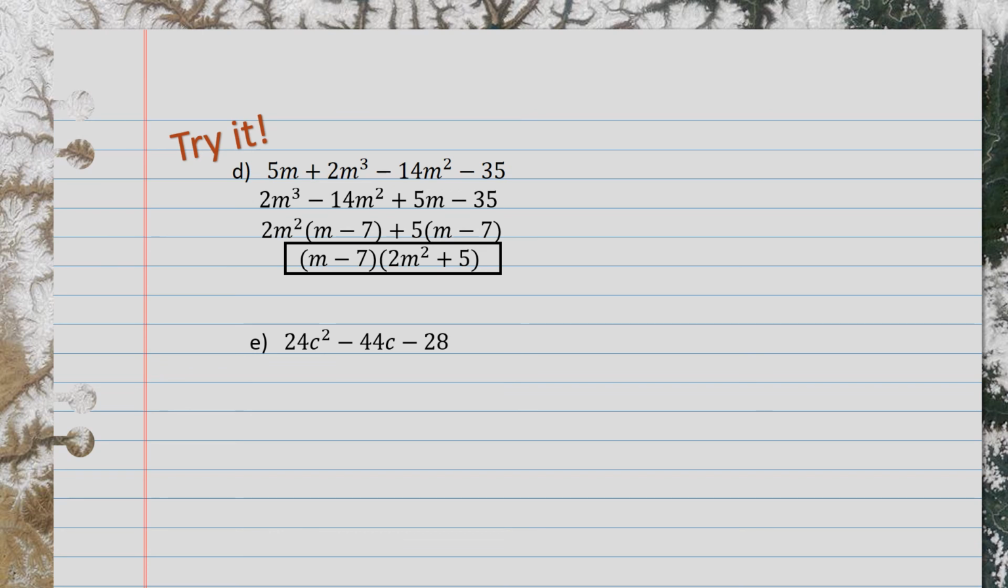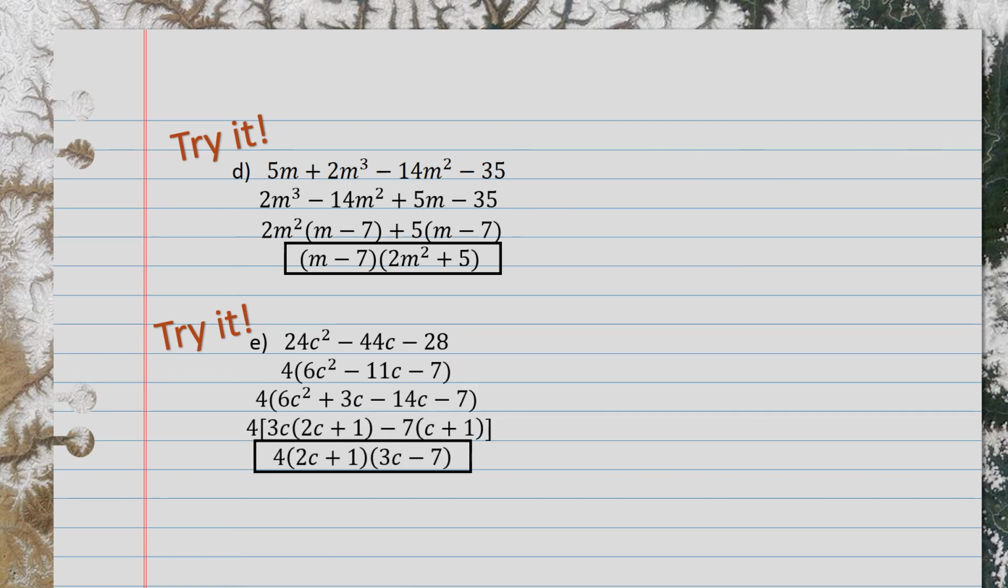Problem E, 24c squared minus 44c minus 28. This too is your try it problem. Hopefully you were able to factor it into 4 times 2c plus 1 times 3c minus 7.